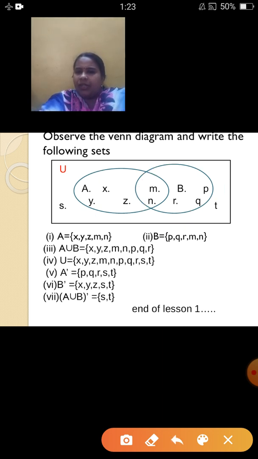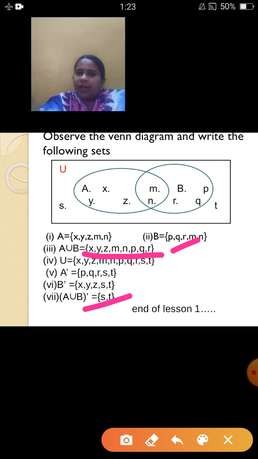And the last one is A union B complement. Means I have to take the union of these two sets. Correct? A union B. And that too I want the complement of it. So for this, what is to be done? I first need to concentrate on this set, A union B. I want the complement of this. So other than the elements which are there in A union B, whichever extra elements are there, that will be coming in its complement.